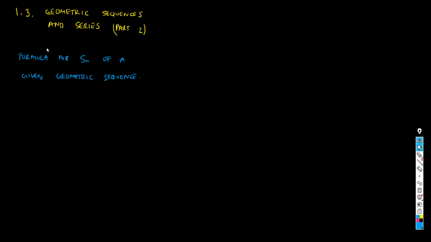Hello class, welcome to this lesson, subtopic 1.3, geometric sequences and series, and this is part 2. In this part what we will do, guys, is get a formula for the sum of the first n terms of a given geometric sequence, and this one is going to be a little more complicated than the formula before for the sum of the first n terms for an arithmetic sequence.